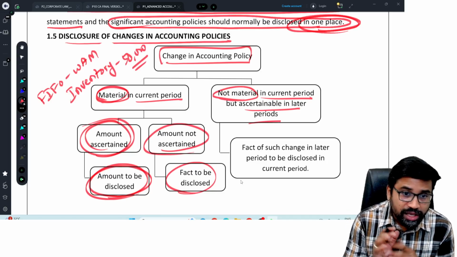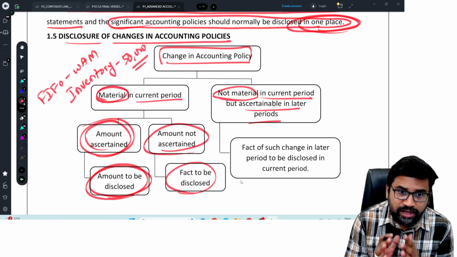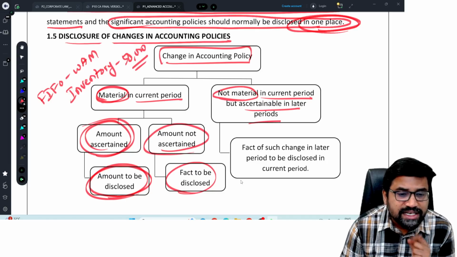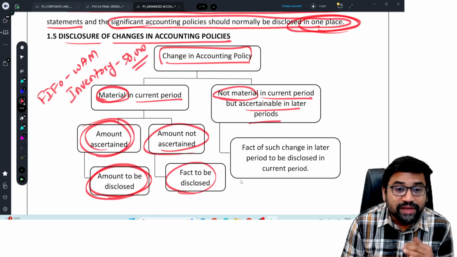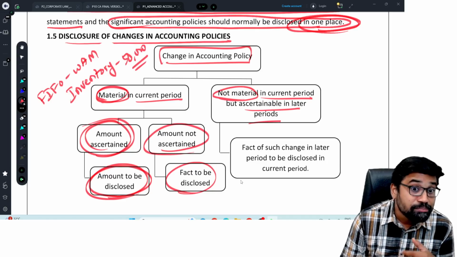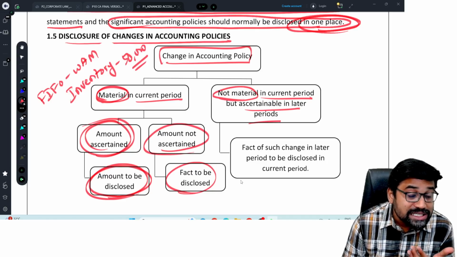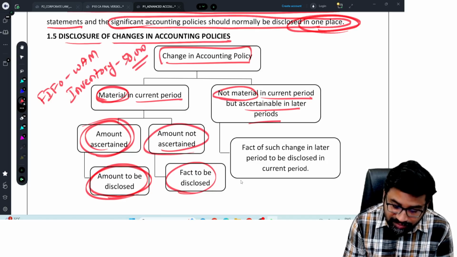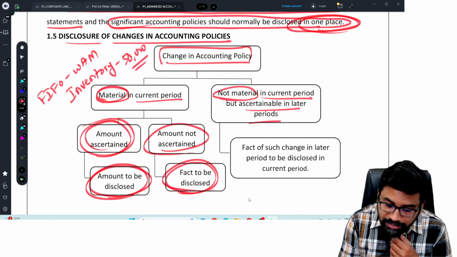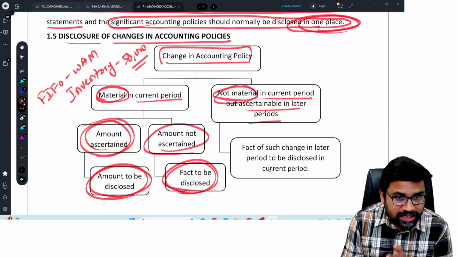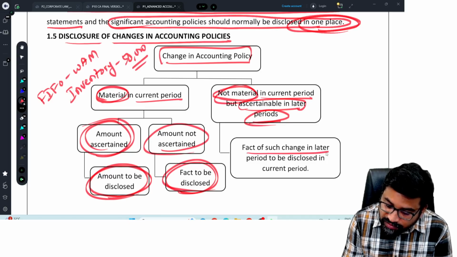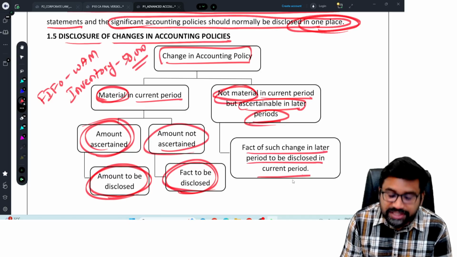See, in accounts, there are some fundamental rules. There is a concept called the framework chapter, which says an asset is recognized in the books only when there is a reliable measurement. So it may not be possible to measure all assets reliably at the same time. Therefore, in such a situation, just the fact is to be disclosed. Suppose sometimes it is not material in the current period, but it is ascertainable in later periods. Now, the fact of such a change in a later period is to be disclosed in the current period.